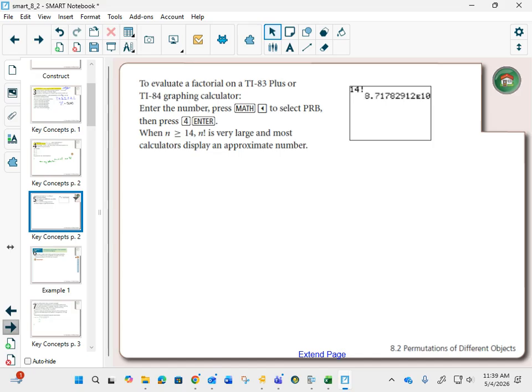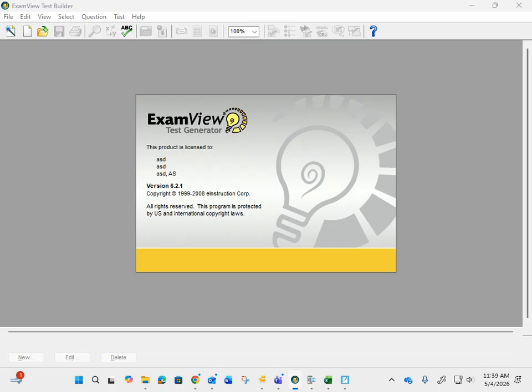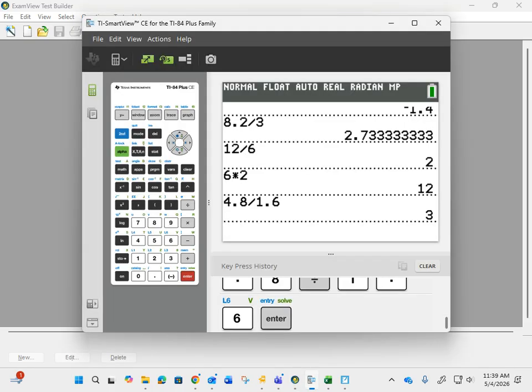So see if you can find the exclamation mark. For the graphing calculator, it's kind of a little bit tricky. I'll show you where it is. Maybe. There we go. All good.